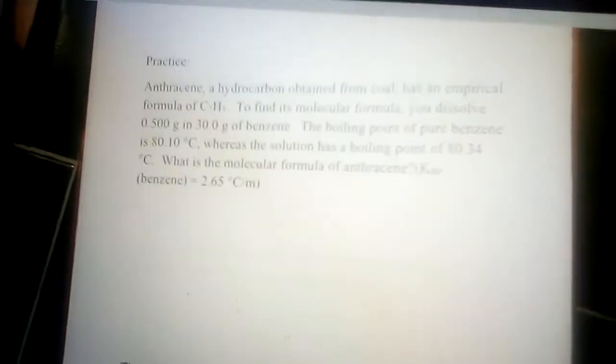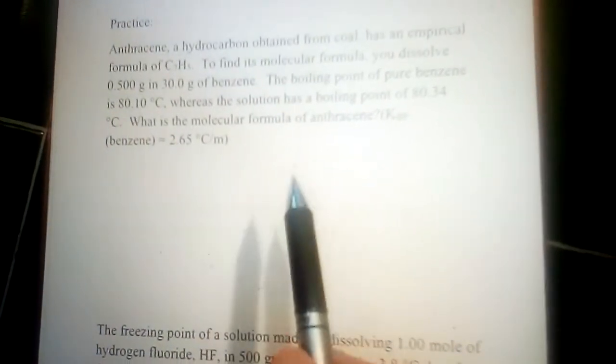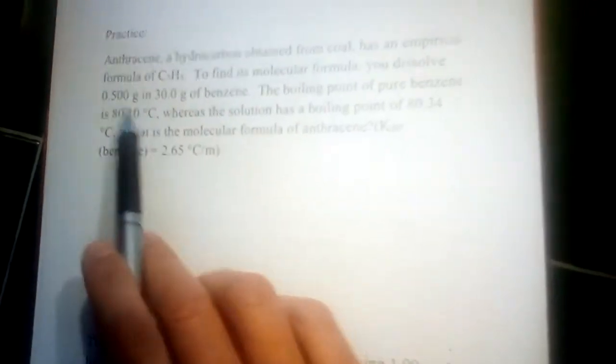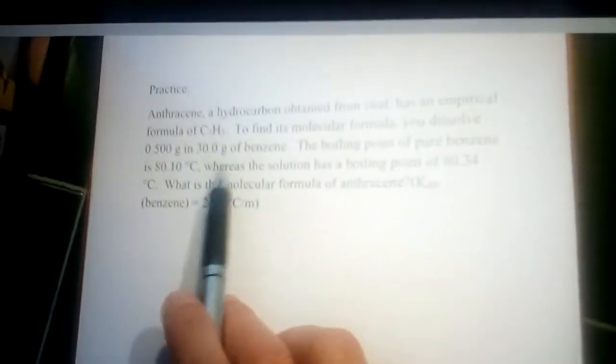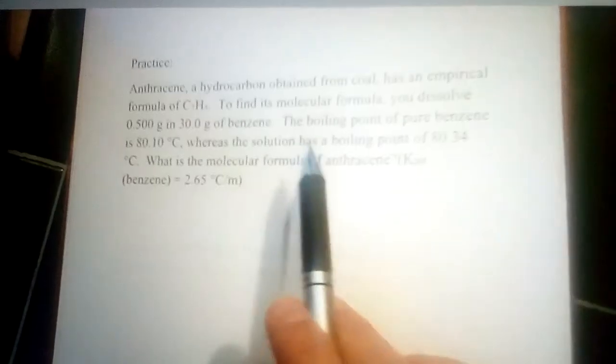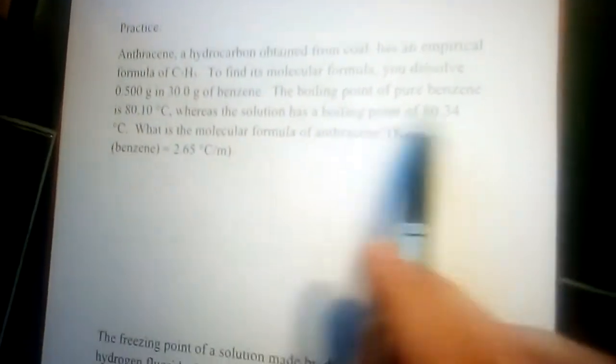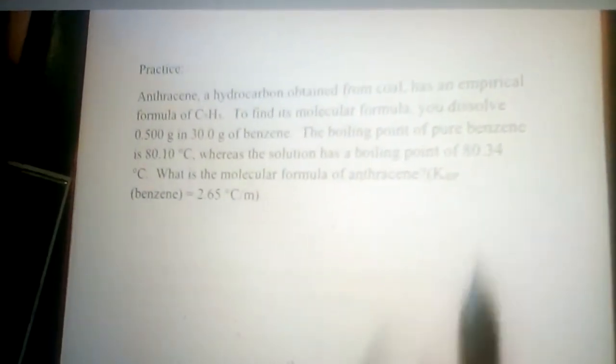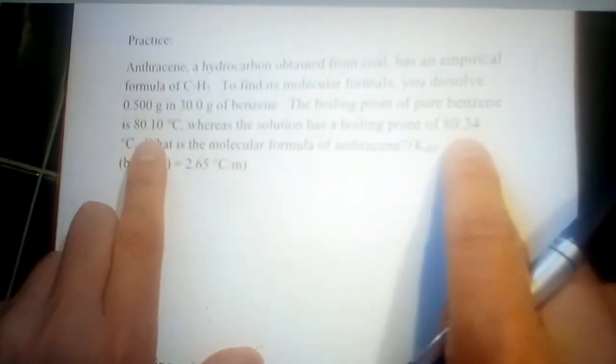We're given the empirical formula of the compound. We want to figure out its molecular formula, so we use colligative properties. We dissolve a sample, we know the mass of it, in a certain amount of solvent, and then we compare: the pure benzene boils at 80.10, the solution we made boils at 80.34. We want to figure out what the molecular formula of anthracene is. So to get to the molecular formula, we're going to need the molar mass. So we want to get to the molar mass. We want to start here.